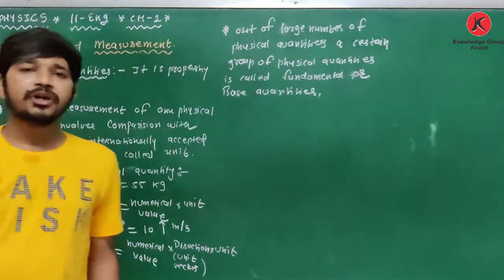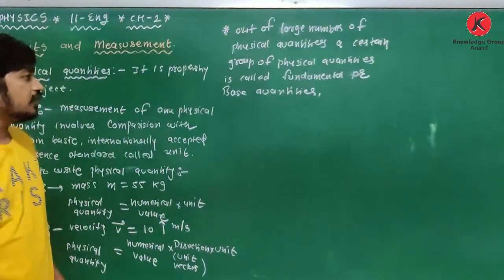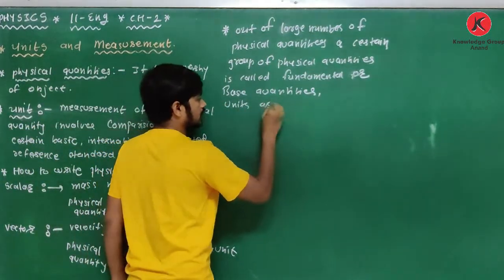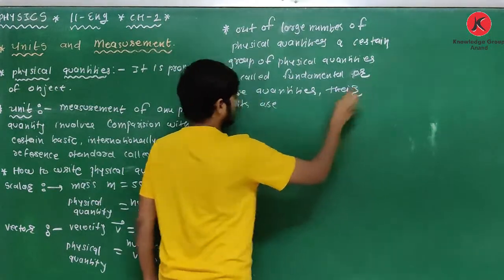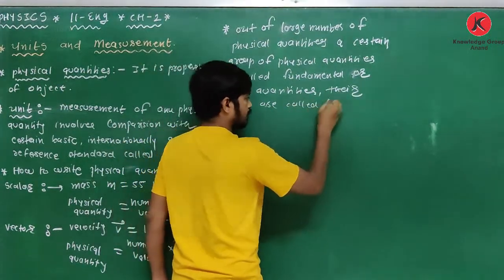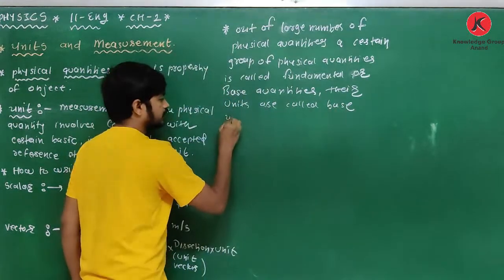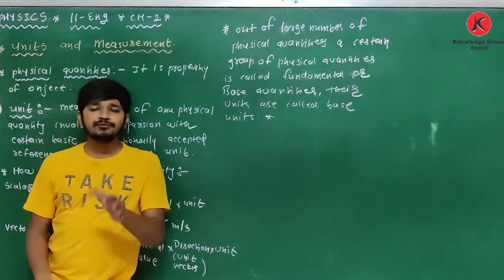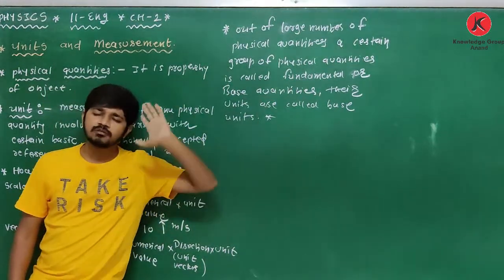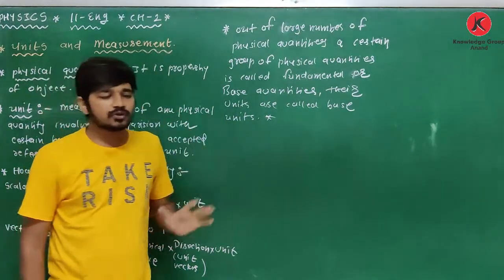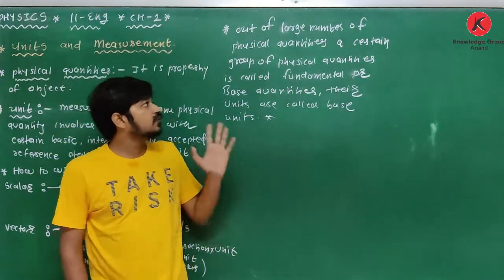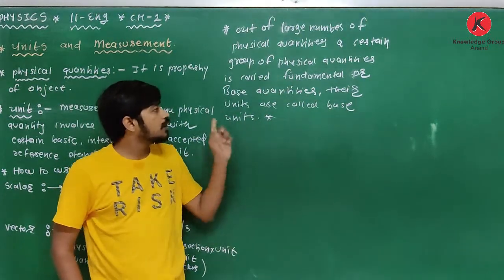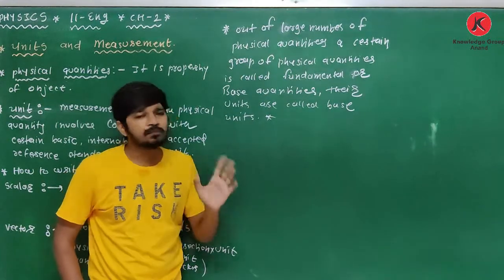Okay, and yes, units of such fundamental or base quantities are called base units. Clear about this? So yes, in physics we have to deal with numbers of physical quantities. But out of these physical quantities, a certain group of physical quantities is called fundamental or base quantities, and their units are called base units.